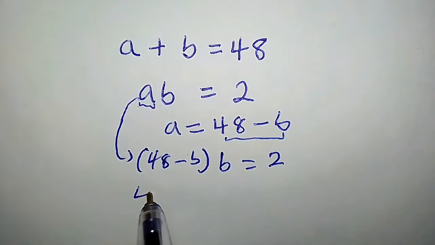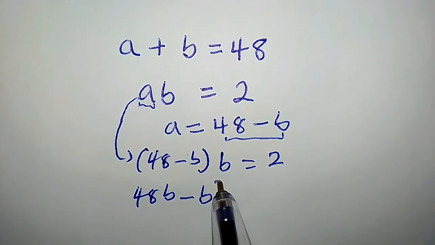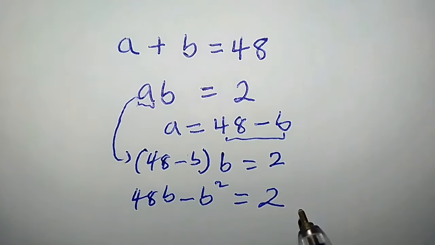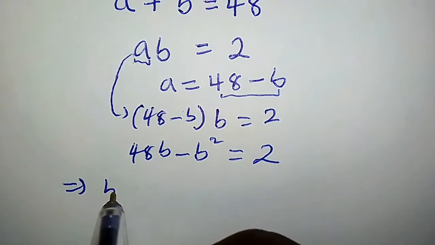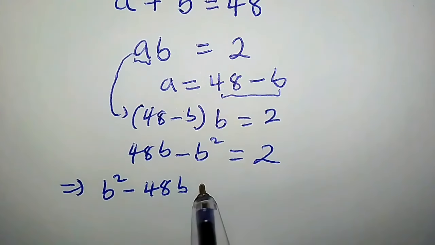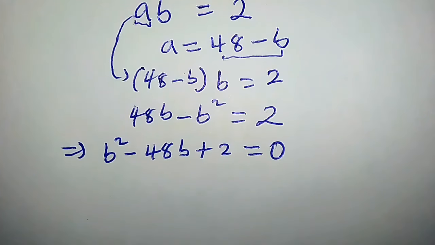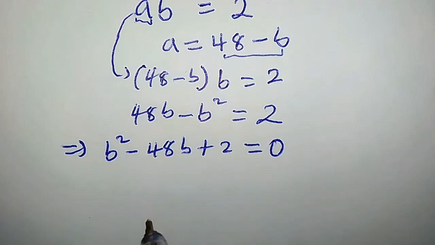48 times B, that is 48B, minus B times B, that is minus B square, equal to 2. This means that B square minus 48B plus 2 is equal to 0. You will observe that this quadratic equation is not factorizable, but we can solve it using quadratic formula or completing the square method. In this video, we are going to use completing the square method to solve this quadratic equation.